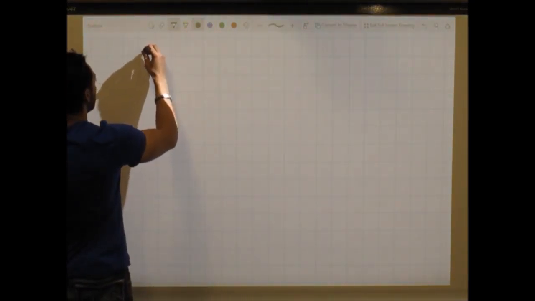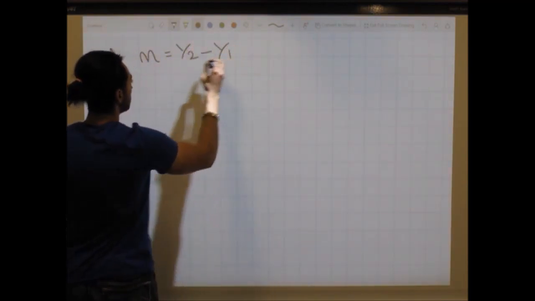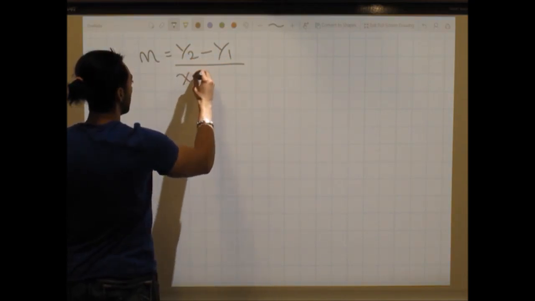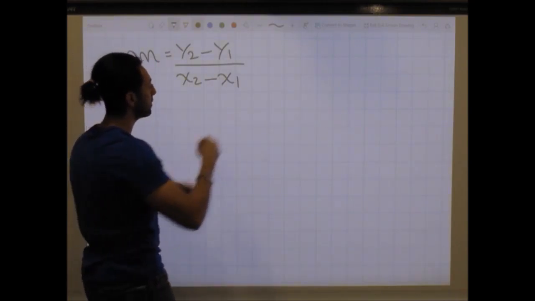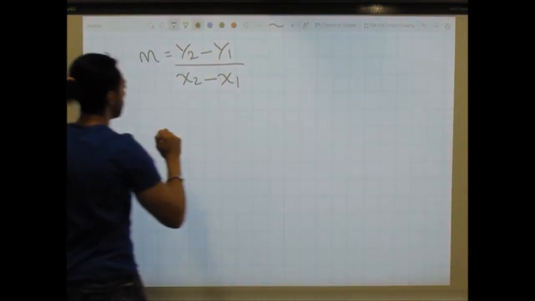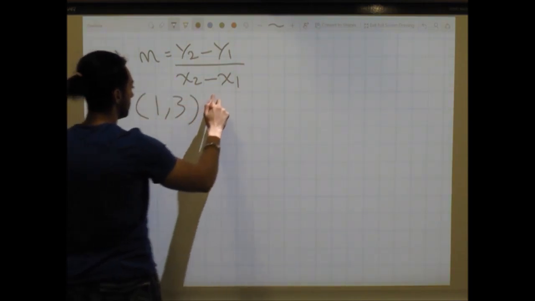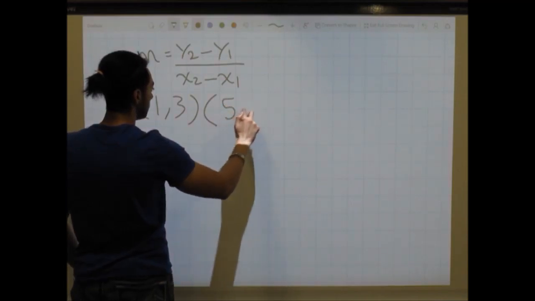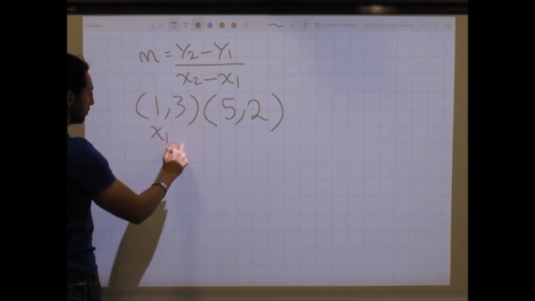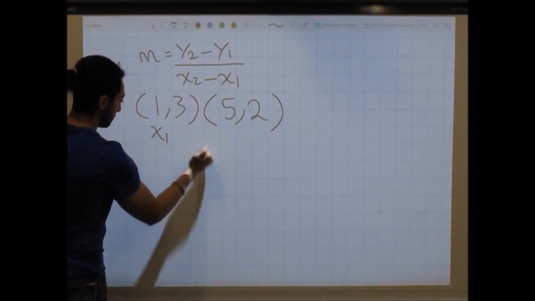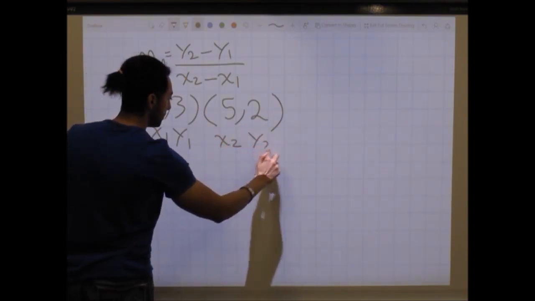Our slope formula was m is equal to y2 minus y1 all over x2 minus x1. So I'm going to make up a point now that we're going to be working with. Let's say you're given the ordered pairs 1, 3 and 5, 2. First ordered pair, I'm just going to call that x1 and call this y1, call this x2 and call this y2.